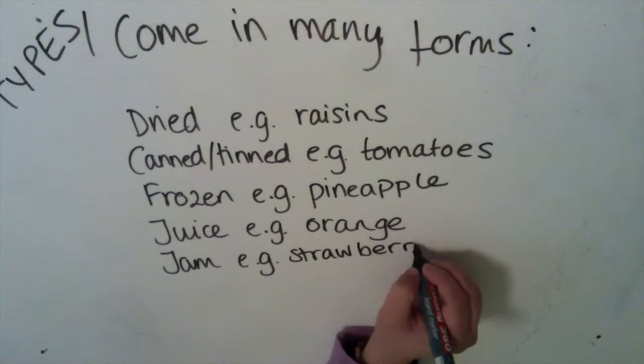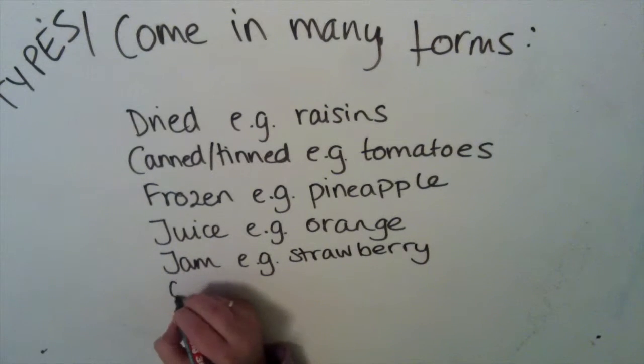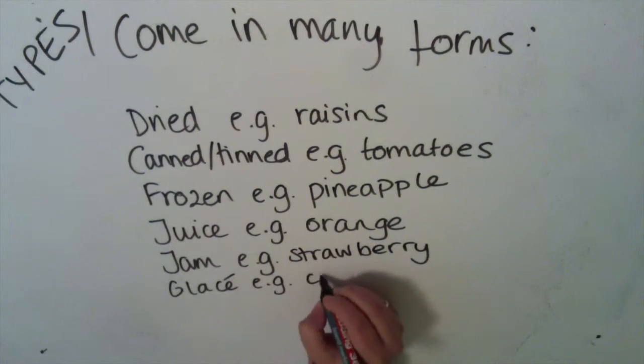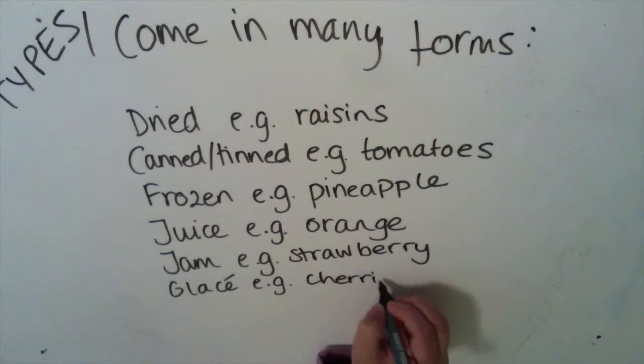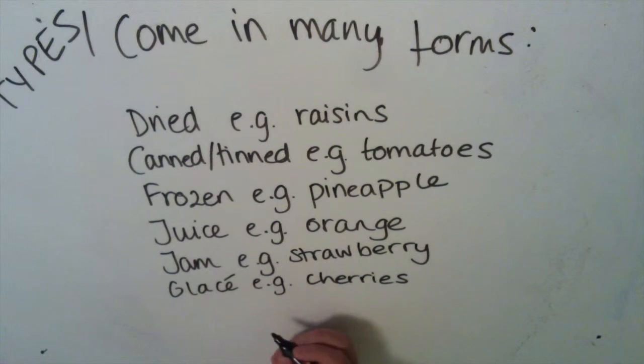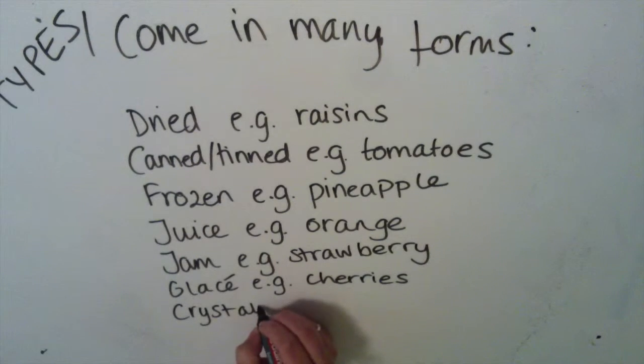My next category on there are juices. So I've included orange juice as an example, but there's obviously lots of different types of juice that you can get. I've also included jams. Now, jams, glacé, and the rest of my categories of preserved fruits and vegetables have all had lots of sugar added to them, so these aren't healthier options.